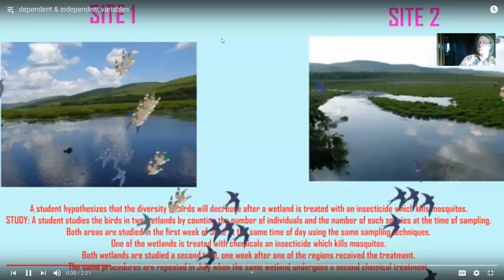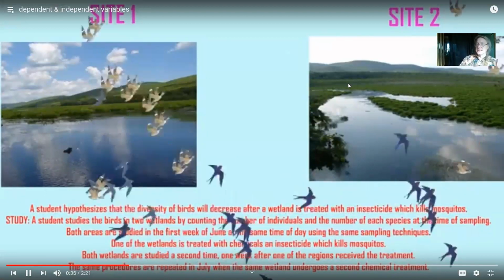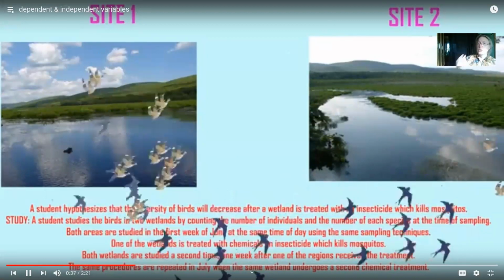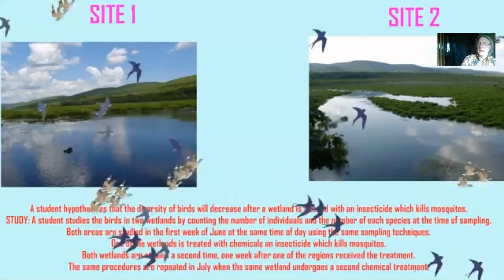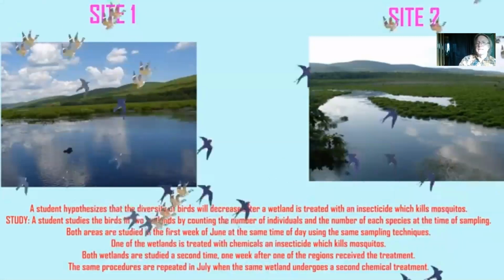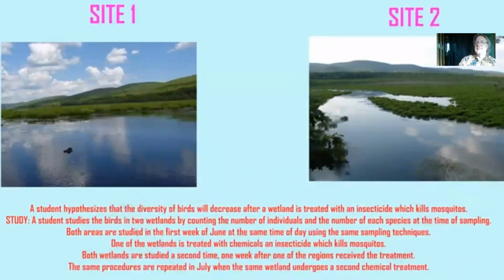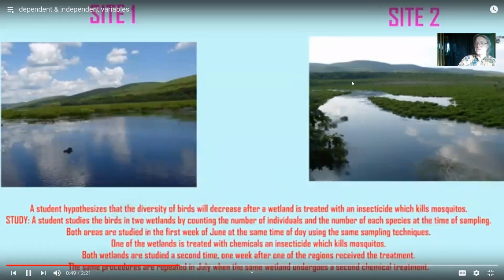So there's a difference between site 1 and site 2. One was sprayed. Now that's a done deal, all right? And so we know that it's definitely a difference. So this is what we call the independent variable. So the independent variable is that one site was sprayed with insecticide.